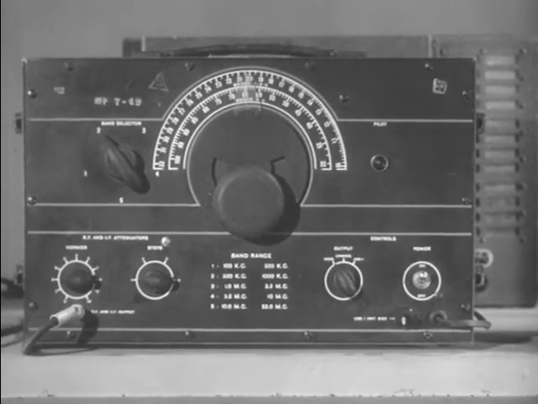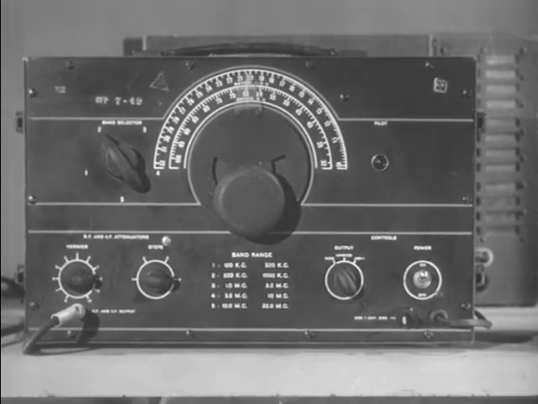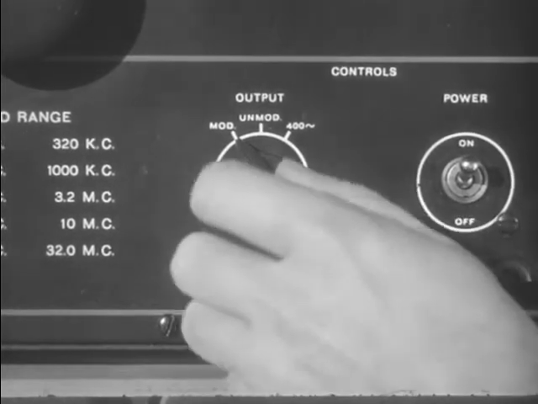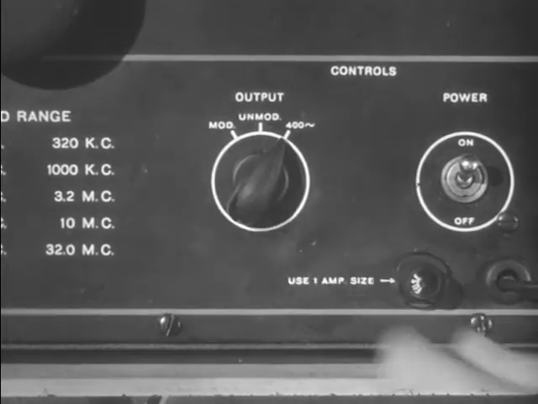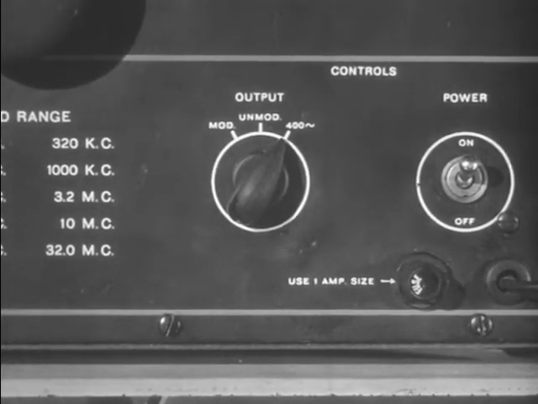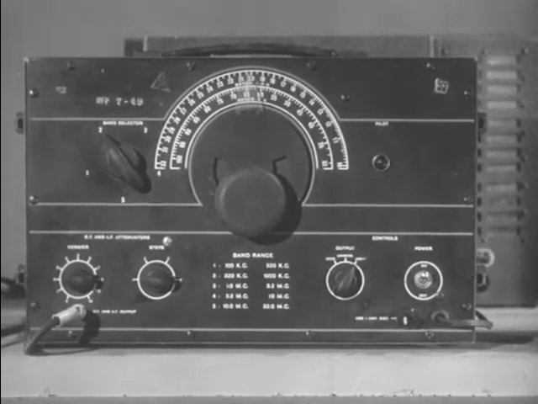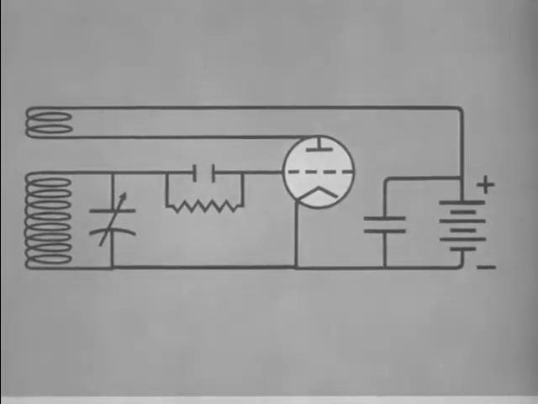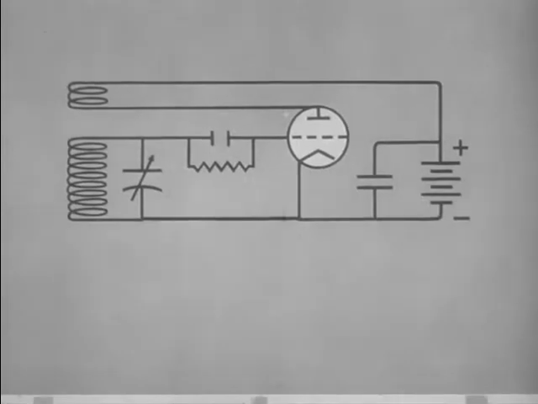Next, for an explanation of modulation. Note the output switch. It is marked modulated, unmodulated, and 400 cycles. Radio frequencies, being above audible range, cannot be heard. To make it possible to hear our RF signal, it must be modulated with an audio signal. Now back to the Tickler Oscillator circuit. Suppose it is producing a radio frequency signal, which looks like this.